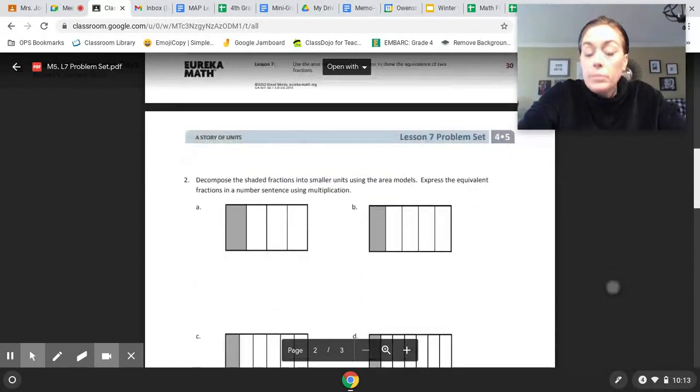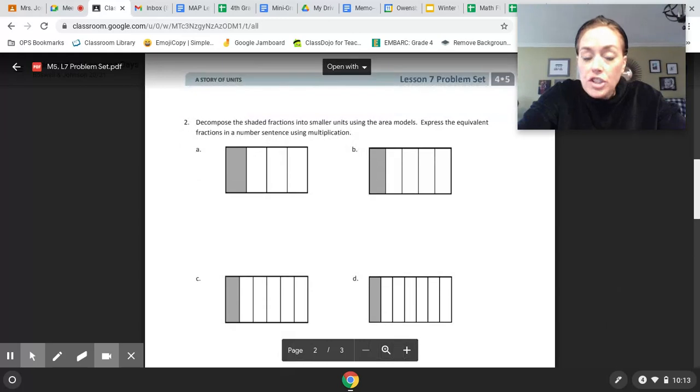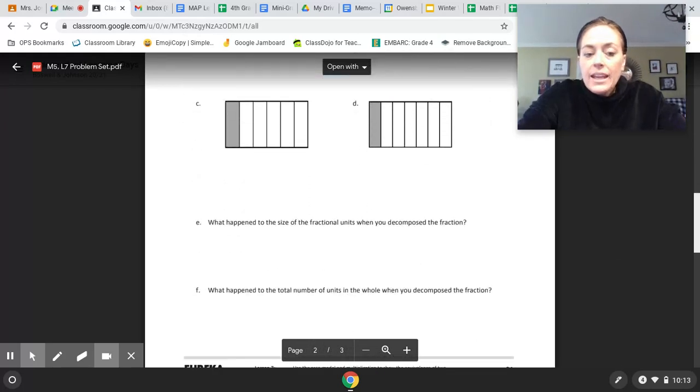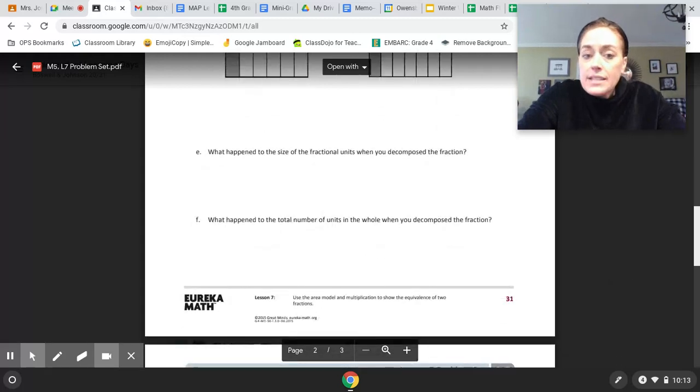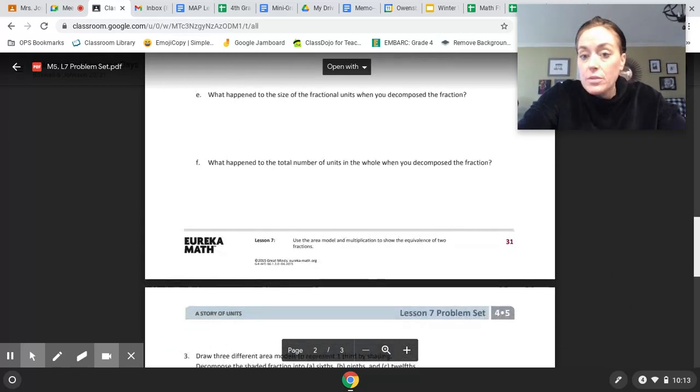Now, number 2 is where you need to decompose. So you're going to decompose the shaded fraction into smaller units using area models and express using a multiplication sentence. So this is where you're going to draw your own lines and do your own decomposition. E wants to know what happened to the size of the fractional units when you decomposed. What happened to the total number of units in the whole when you decomposed?